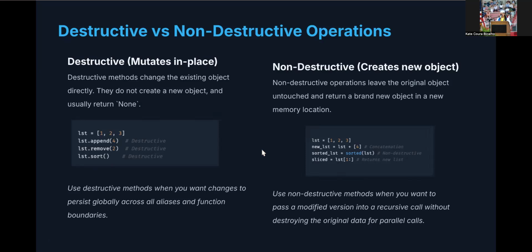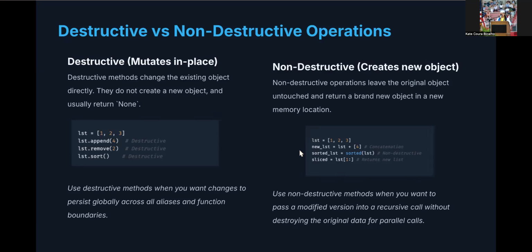Non-destructive operations essentially are things that create a new object. If we set list equal to 1, 2, 3, and then we say new list equals list plus 4, this concatenation is a non-destructive method. It creates a new list that includes 4 on the end that has nothing to do with the original list. We can imagine our original list is pointing to a list with 1, 2, 3. Our new list points to a completely different list.